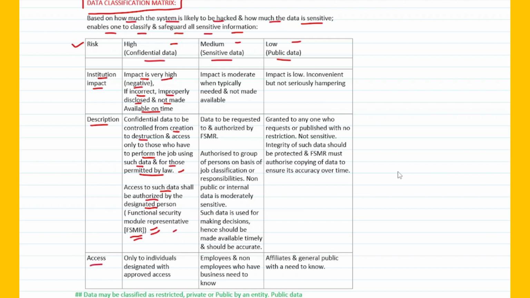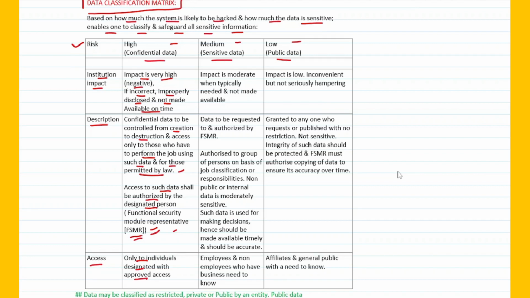Who has the access to it? We have already read about it, but this is again one more point. Only to individuals designated with approved access. So who has access to it are the ones who can get the access to this information.